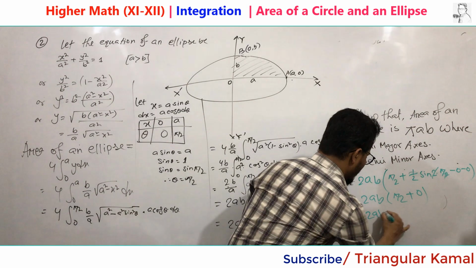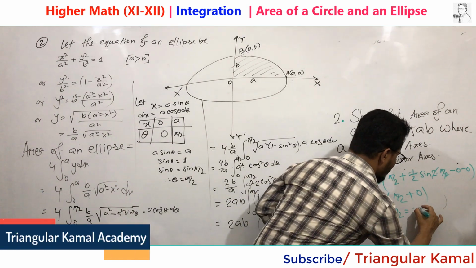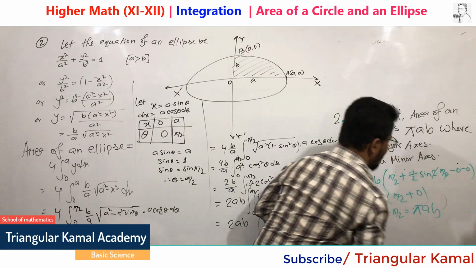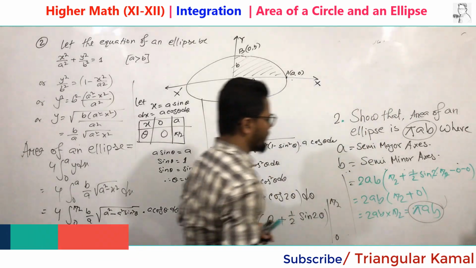So twice ab multiplied by pi by 2, eliminating 2, the final result will be pi ab. And this is the area of an ellipse: pi ab.